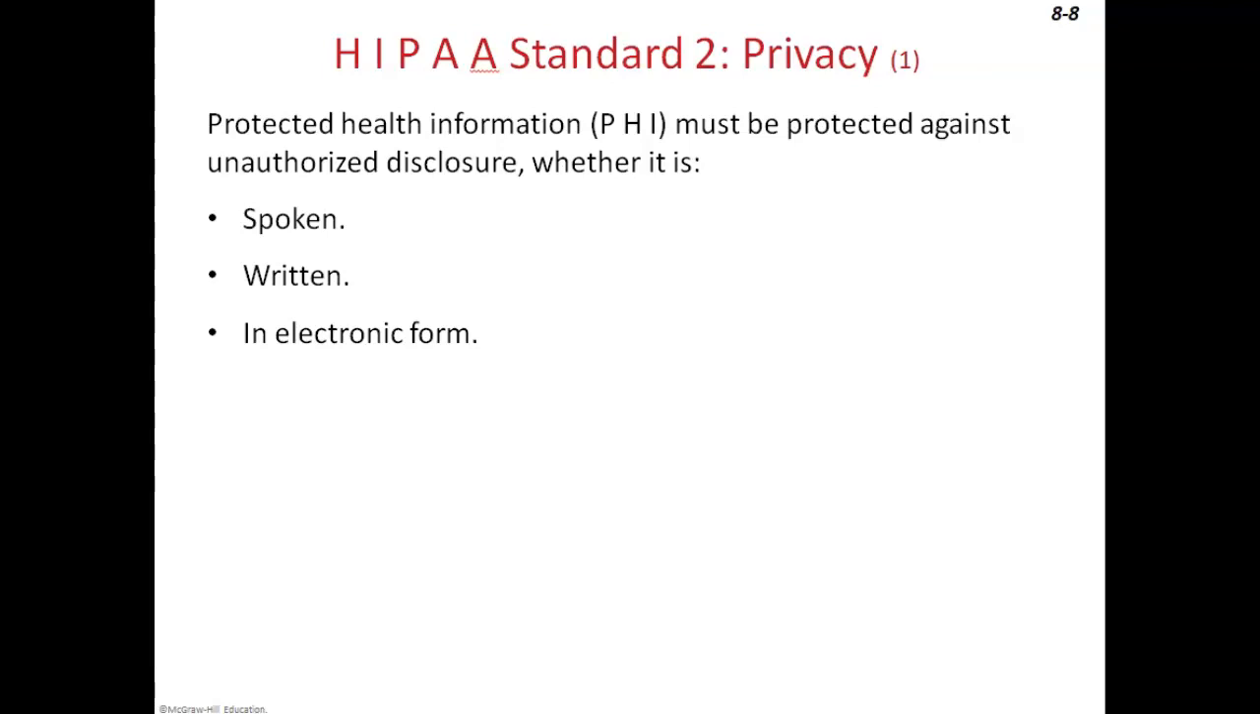To expand upon HIPAA Standard 2, privacy, protected health information, or PHI, must be protected against unauthorized disclosure, whether it is spoken, written, or in electronic form. So if you're having a conversation, it needs to be with someone who needs to know. It needs to be in an area that you won't be overheard, and you can't have names or identifiers where people could understand who you're talking about.